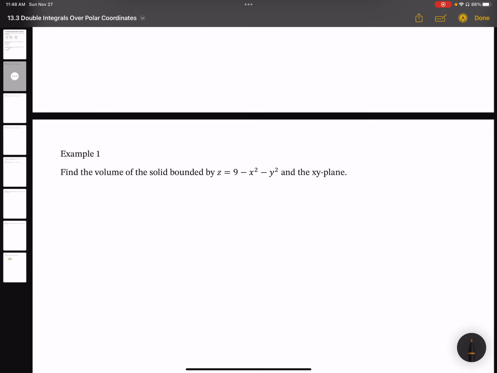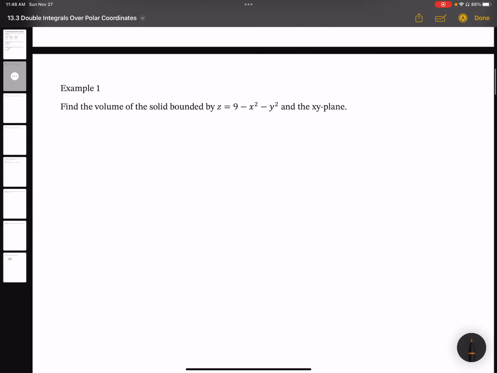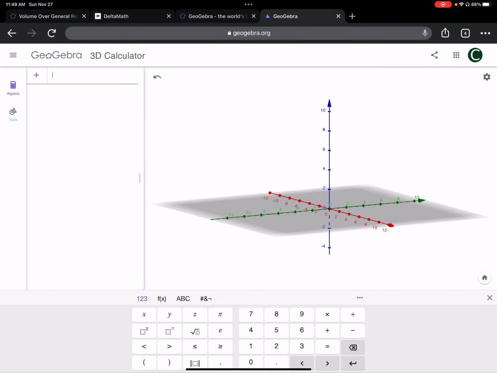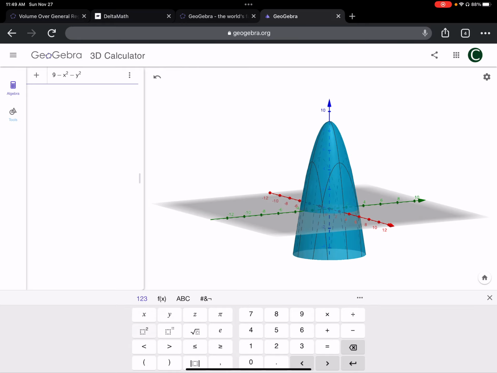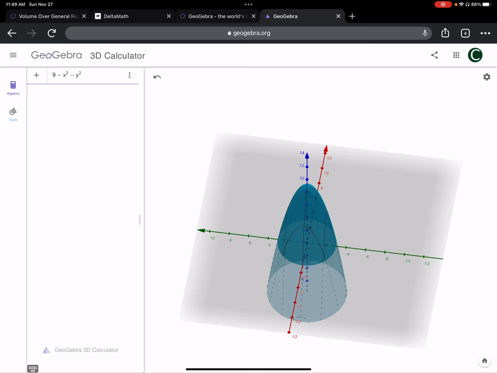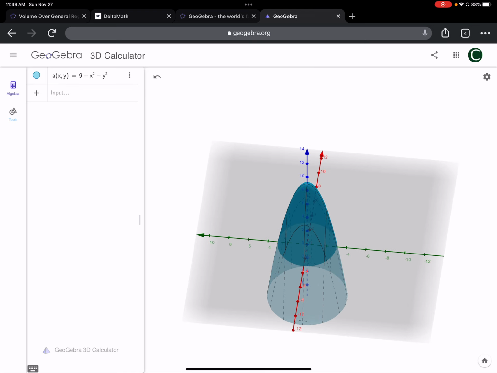Sometimes we'll have to find our angle limits by using a projection down on the xy plane. I think that happens in the second example. So for this first one, it's pretty straightforward. It's a paraboloid that's bounded by the xy plane. If we want to see what that looks like, it's 9 minus x squared minus y squared. So it's just this paraboloid here. And if we project this down to the xy plane, because that's the region that we're integrating over.